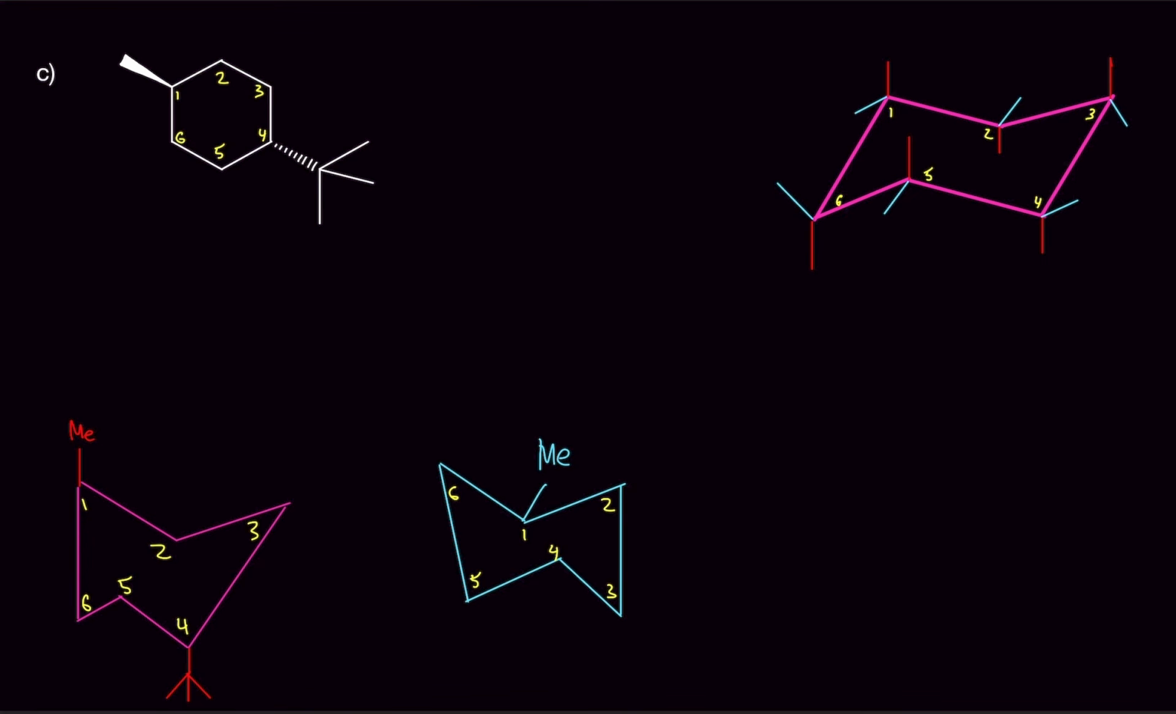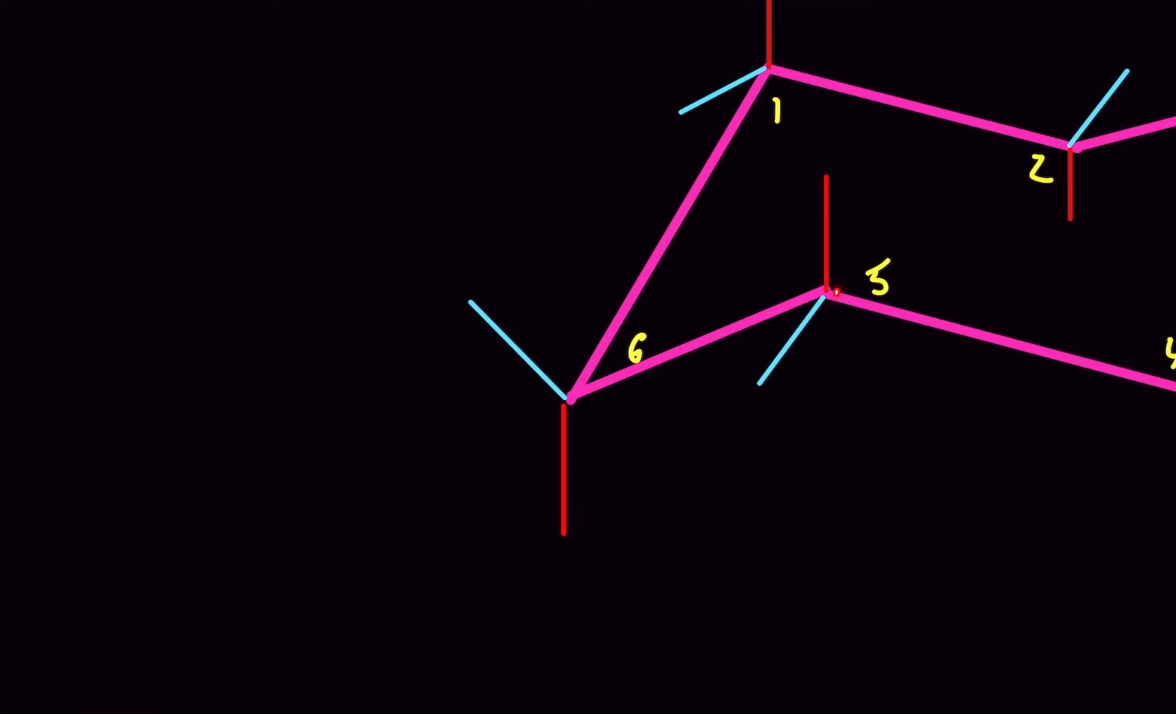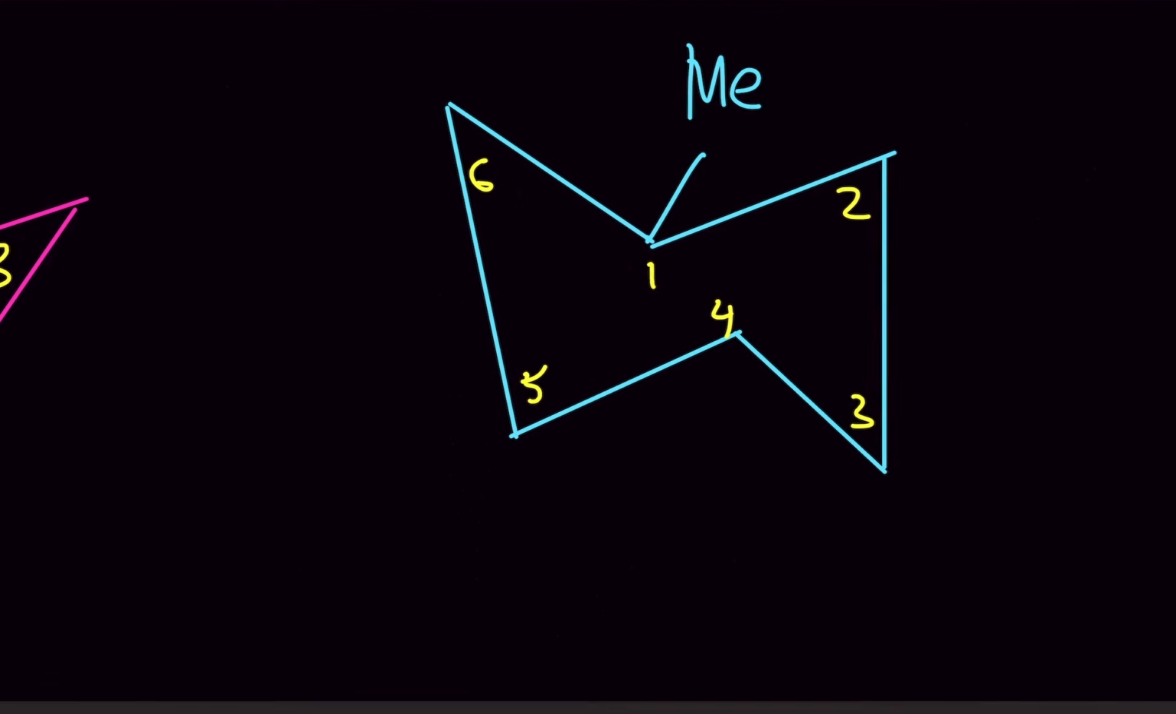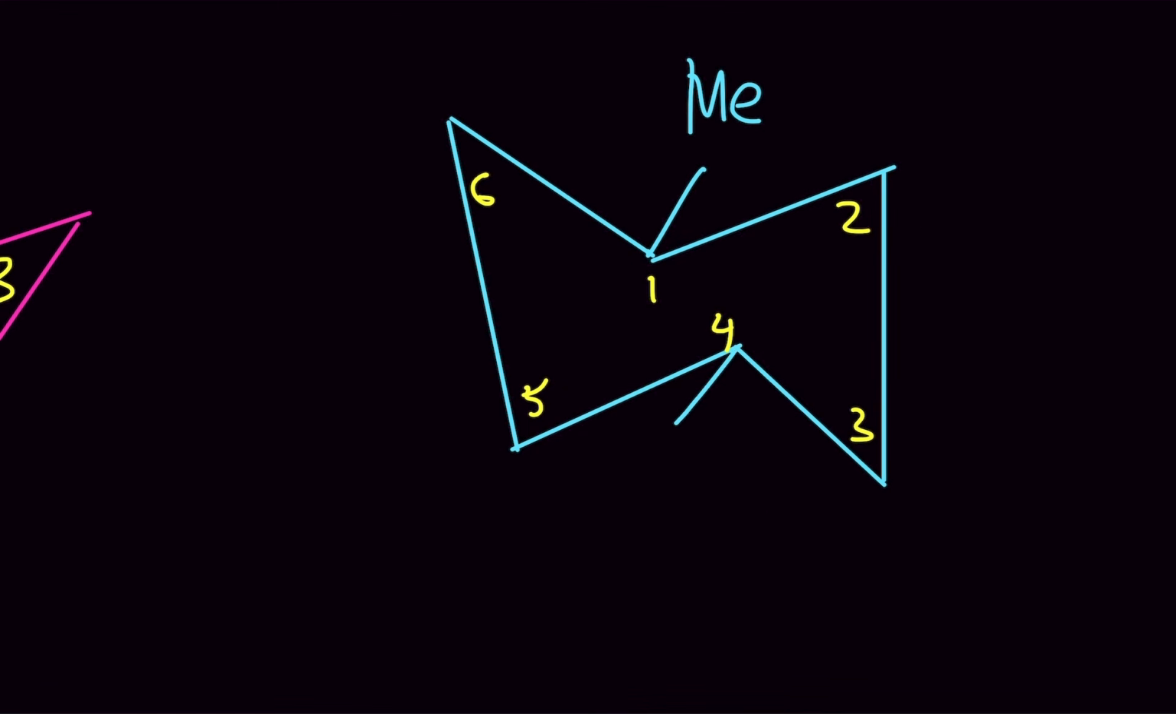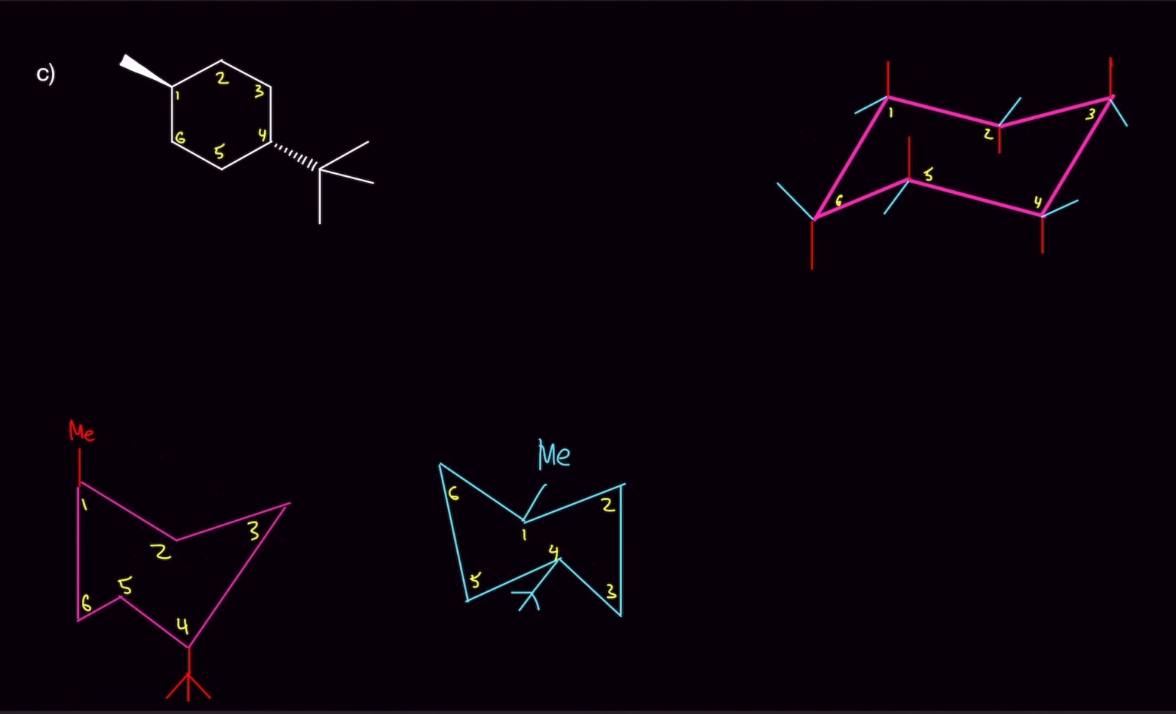Methyl. Our tert-butyl was on the axial position. So now we're going to go to the equatorial position. We are looking at this area right here. This would match up with this area. So this was the axial position, so it's going to be the equatorial position. The equatorial position is pointing down and to the left. So that is where our tert-butyl group is going to point. Like this. And that's the answer.